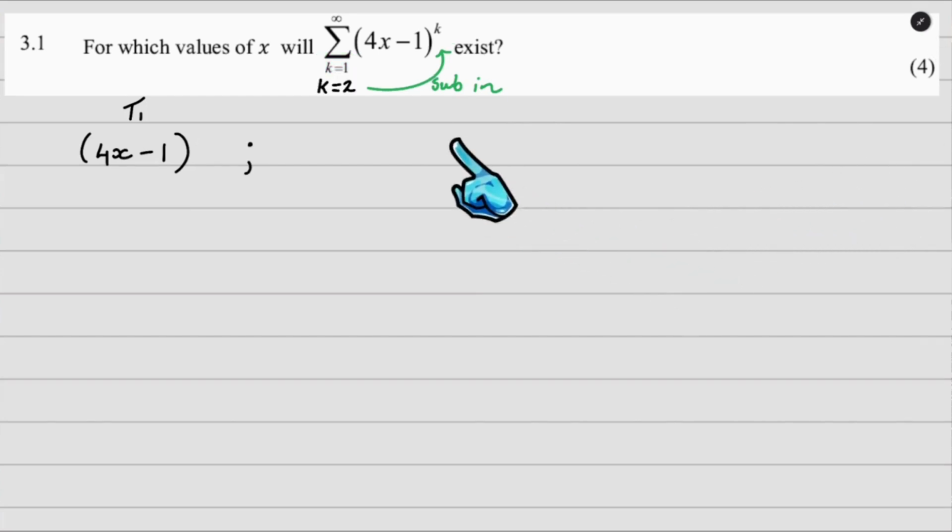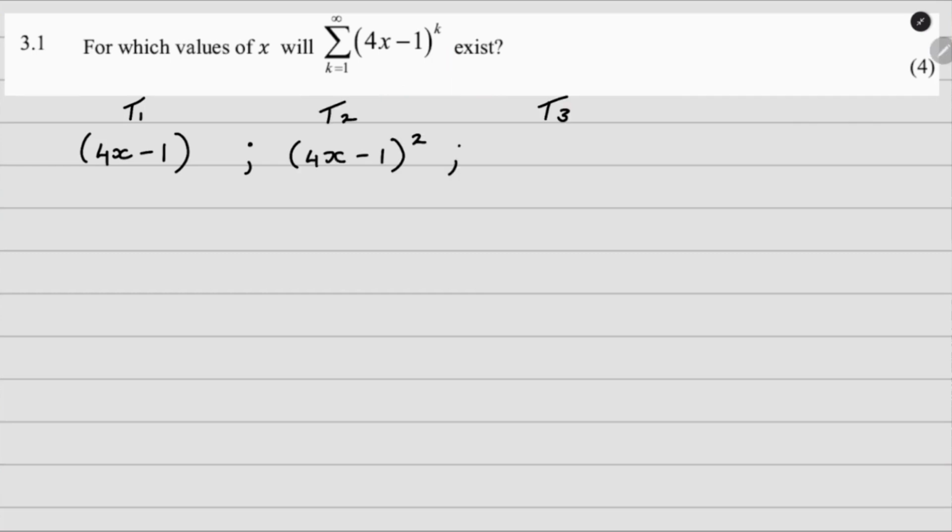And then to get the second term, I just go up by 1 here with the bottom number and sub that in like last time. So the second term will be bracket 4x minus 1 bracket to the power of 2. And then I sub k equals 3 in there, and I'm going to get term 3. And now I've got my first 3 terms.